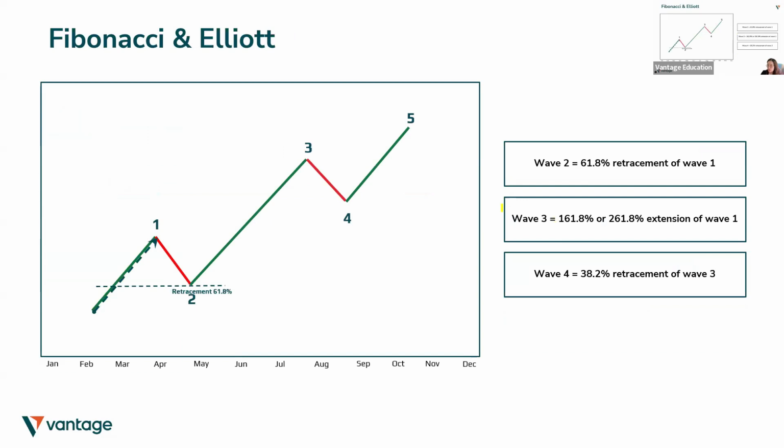Of wave 1, and wave 3 we call the extension of wave 1. It could be up to 261.8, usually 161.8 or 261.8. We call it extension. And wave 4 usually will retrace about 38.2% of wave 3 or 50%, but usually not more than 50%, because if wave 4 retraces more than 50%, it's going to overlap wave 1 already. So actually between 38.2 and 50%. Then you get wave 4.